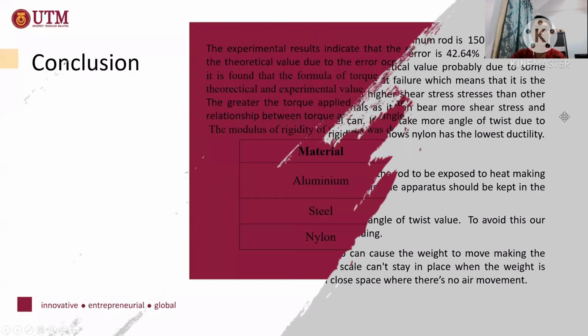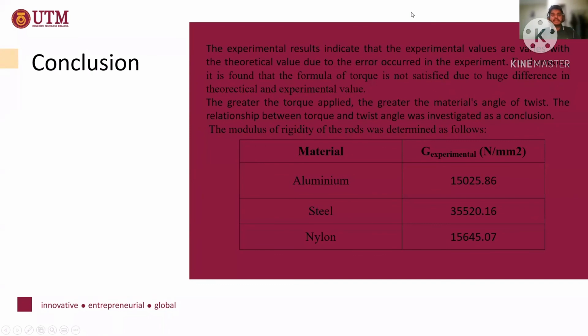Thank you. In conclusion, the experimental result indicates that the experimental values vary from the theoretical value due to the errors that occurred in the experiment. Furthermore, it is found that the formula of torque is not satisfied due to the huge difference in the theoretical and experimental value. The greater the torque applied, the greater the material's angle of twist. The relationship between torque and angle of twist was investigated as a conclusion.